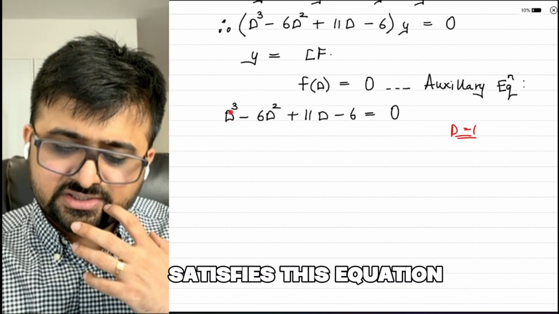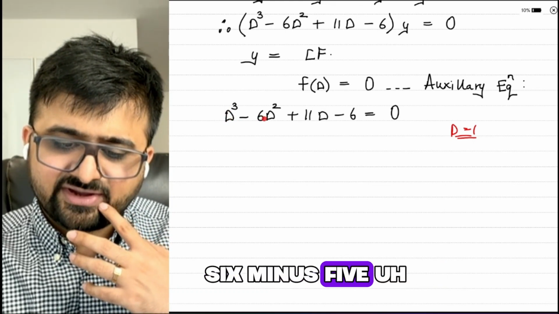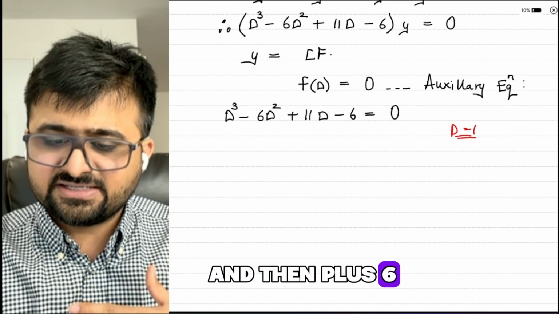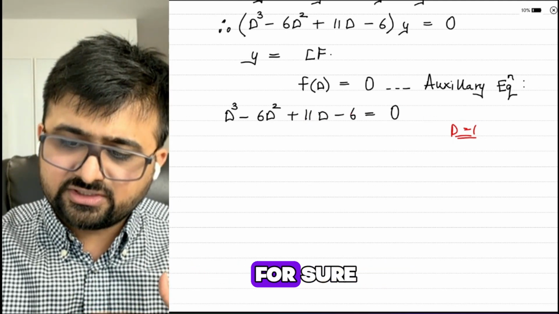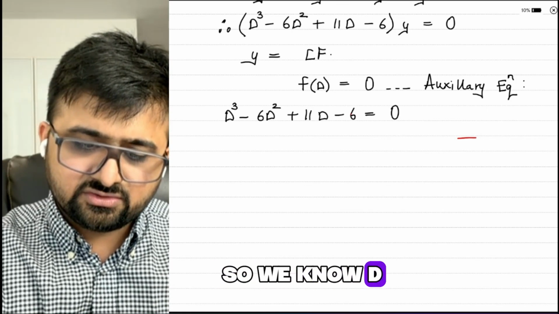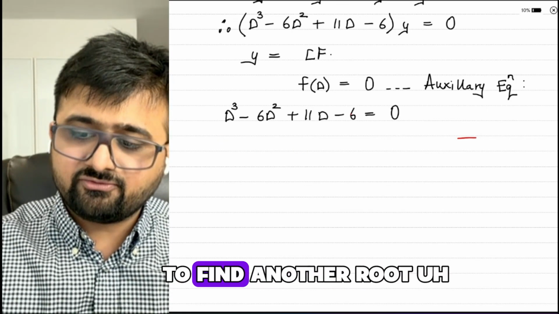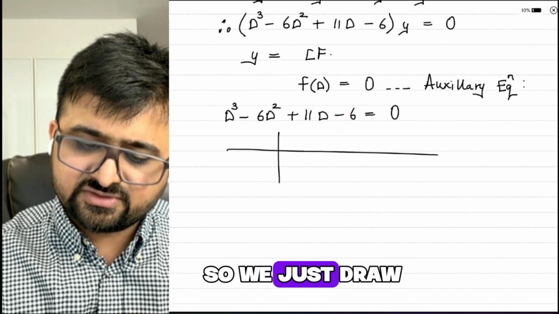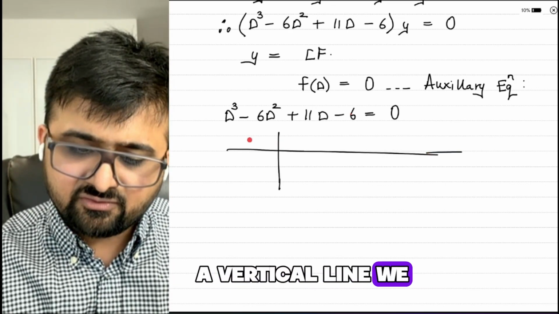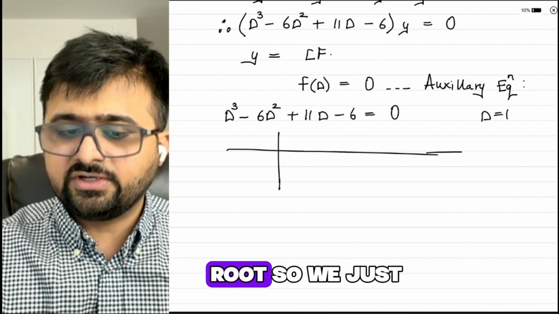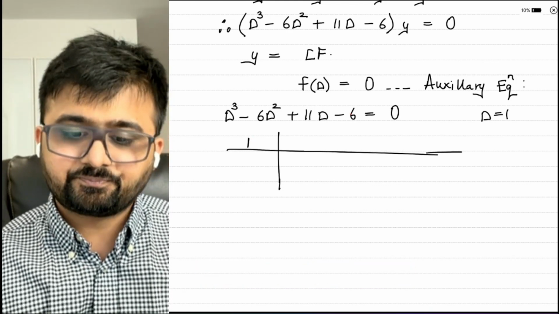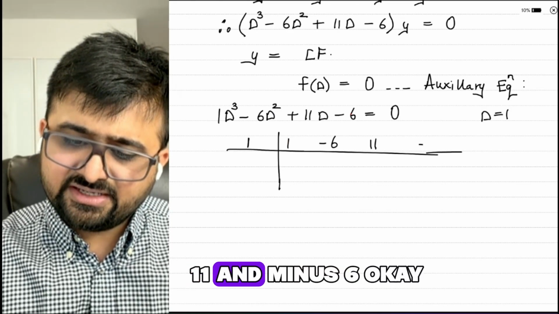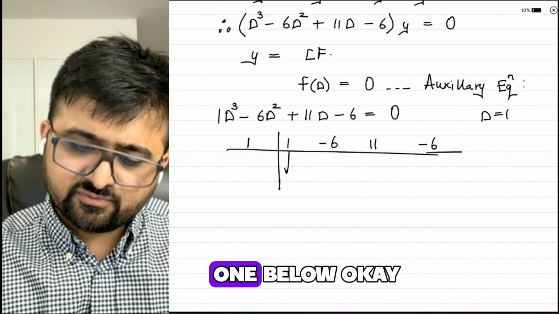If you put 1 here, so 1 minus 6 plus 11, minus 5 plus 11 is plus 6, and then 6 minus 6 is 0. So we know one root is for sure D is equal to 1. If we want to find the other roots, we do synthetic division like this. We draw a horizontal line and a vertical line. We found D is equal to 1 is one root, so we write 1 here and write the coefficients: 1, minus 6, 11, and minus 6. Then take this 1 below.